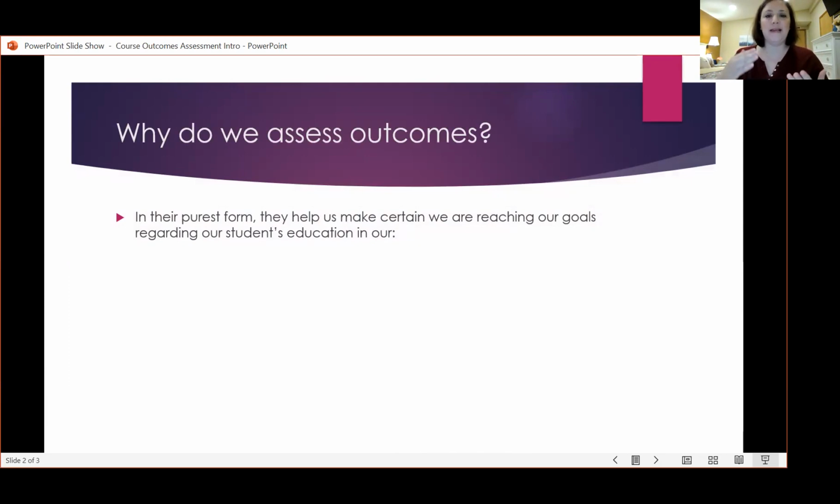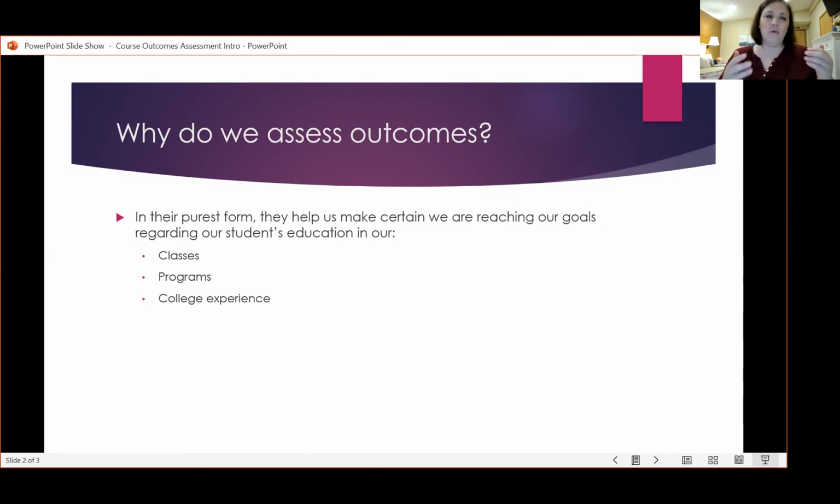In their purest form, they help us make certain that we're reaching our goals regarding our students' education in our classes, so in our individual classes that we're teaching, but also in our programs. When I'm saying programs, that could be like maybe they're literally part of a certificate program like aquarium science, but I could also mean a department like the math department. So when I have a student who's maybe majoring in mathematics and they go through all of our STEM math courses, there are certain things I want that student to leave our college with, certain skills I'd like them to transfer with. And then there's also our college experience.